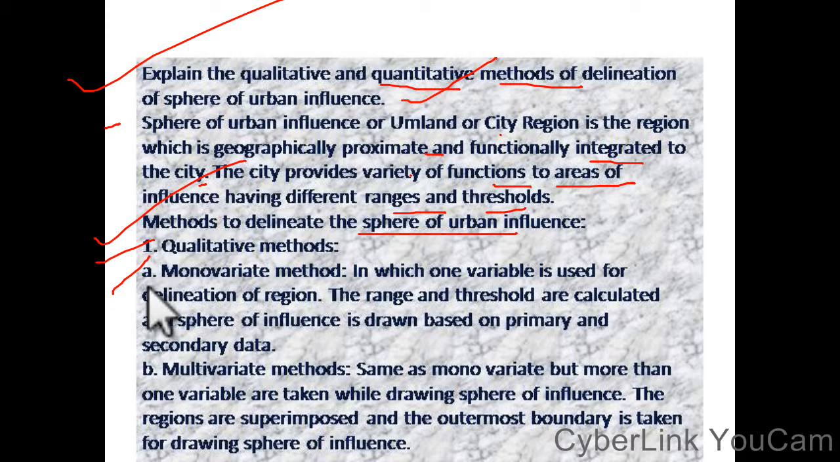Qualitative methods. Under qualitative methods come monovariate methods and multivariate methods. Monovariate methods are those in which one variable is used for delineation of region.